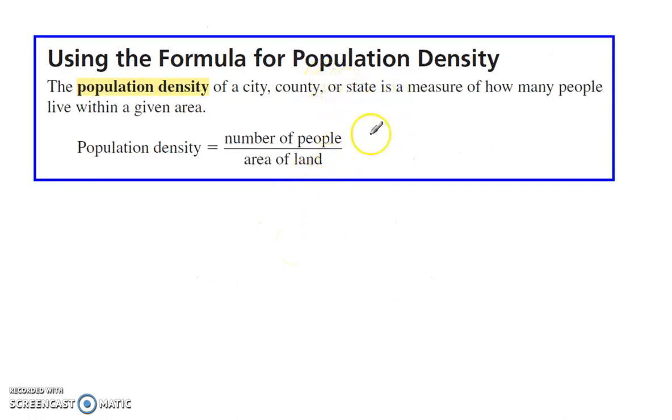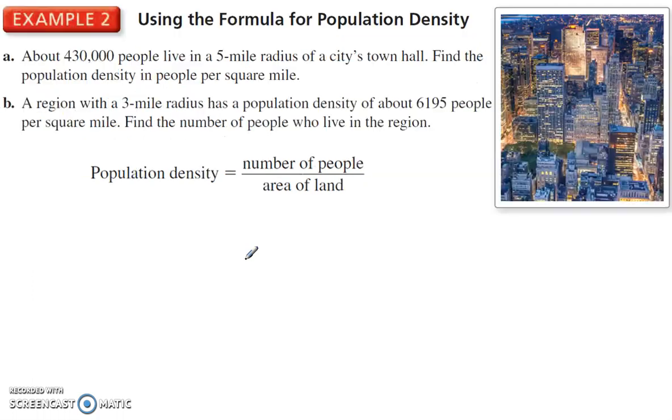When we're talking about population density, that means how many people live in a certain area. So the formula is the number of people divided by the area of land. And usually it's indicated as in a 3-mile radius or in a 10-mile radius, there are this many people. So radius means they're measuring a circle around a certain place.